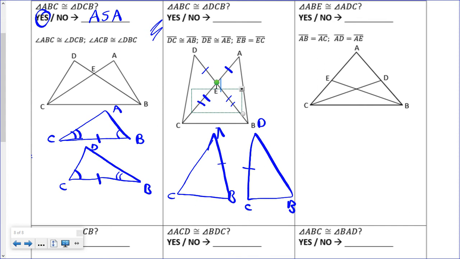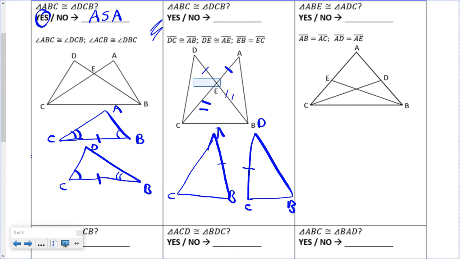Now, this is something that you guys need to remember back to Unit 1. Do you guys remember the segment addition postulate? So if I'm looking at DB, that's the side right here, DB. What is DB made up of? DE and EB. All right. What about AC, which is the side right here, which is corresponding to DB? What is that made up of? AE and EC. You guys see how they've been chopped up into those little pieces?